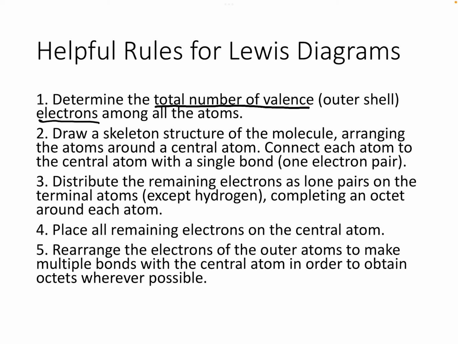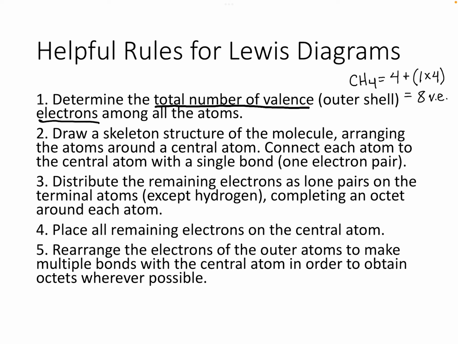So for example, if we were trying to figure out the diagram for CH4, we know that carbon has 4 valence electrons, and then each hydrogen has 1 valence electron. So we would just multiply that by 4 for each hydrogen. So that would tell us that there's a total of 8 valence electrons for the molecule of CH4.